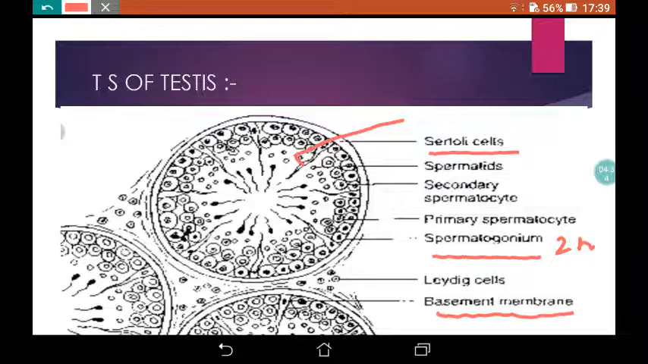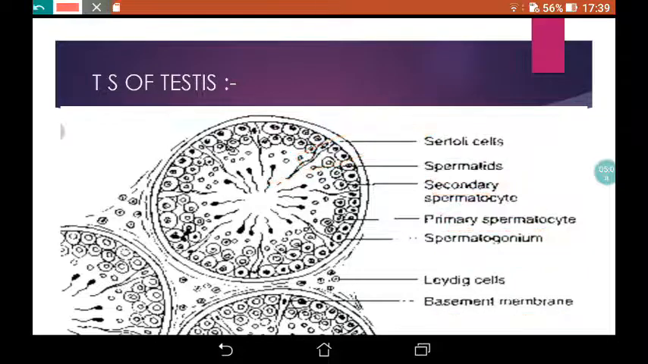So what are these cells? The primary spermatocyte cell, then you find secondary spermatocyte cell, then the spermatids, and you can even find the spermatozoa. These are the spermatozoa. Okay, so this is the TS of testis, and students please keep in mind that TS of testis is important both from the theory as well as from the practical examination, because in spotting TS of testis is asked.